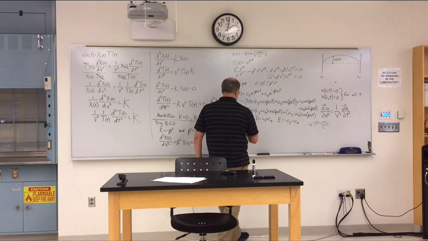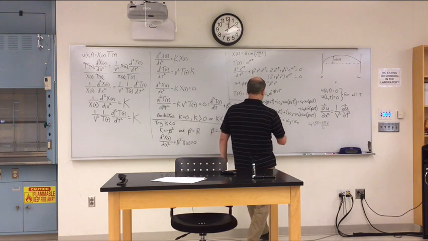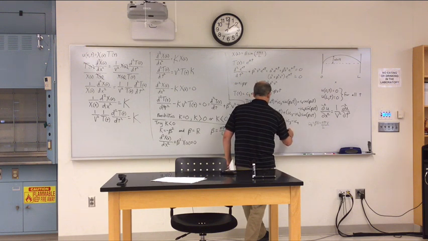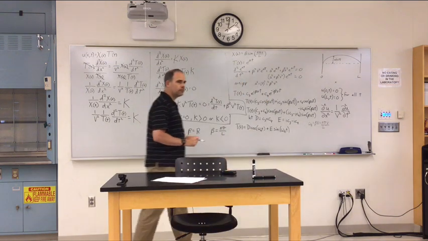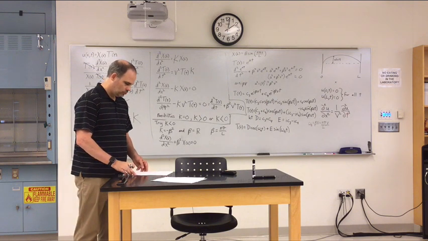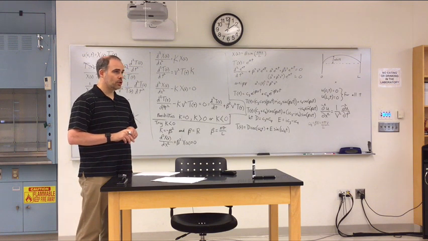T of t would then equal D cosine of omega n t plus E sine omega n t, which is what we were doing before. Okay. Questions? Okay.